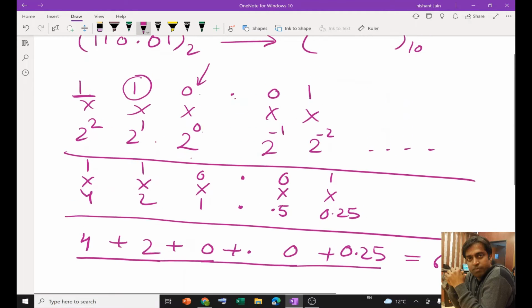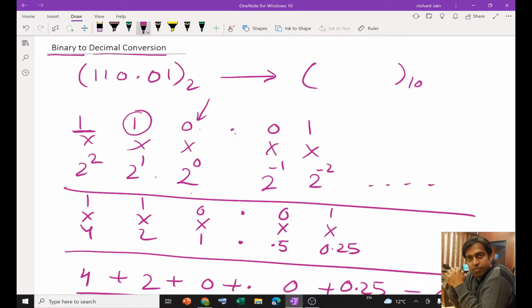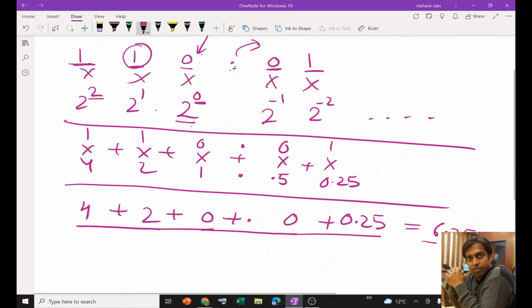So the simple rule is that to convert a binary number into decimal, we just multiply each bit of the binary number with 2 raised to the power of its position. Remember, the positions of the bits before the decimal start from 0, so this is the 0th position, this is the first position, this is the second position, and for the bits after the decimal point, the positions are -1, -2, and so on. Once we multiply, we simply add these numbers and get the corresponding decimal number.